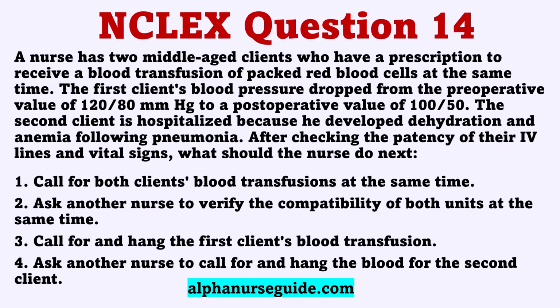A nurse has 2 middle-aged clients who have a prescription to receive a blood transfusion of packed red blood cells at the same time. The first client's blood pressure dropped from the preoperative value of 120/80 to a postoperative value of 100/50. The second client is hospitalized because he developed dehydration and anemia following pneumonia. After checking the patency of their IV lines and vital signs, what should the nurse do next?